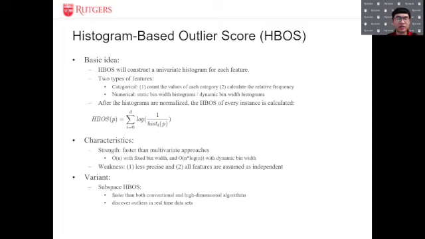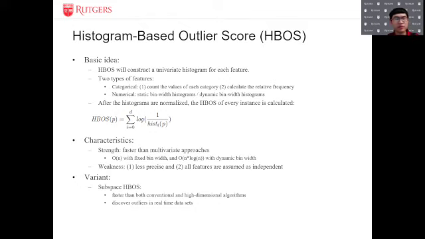To summarize the characteristics of HBOS, HBOS is faster than multivariate approaches, and the computation cost is low. The shortcoming is that it will be less precise. Meanwhile, this algorithm assumes that all features are independent.